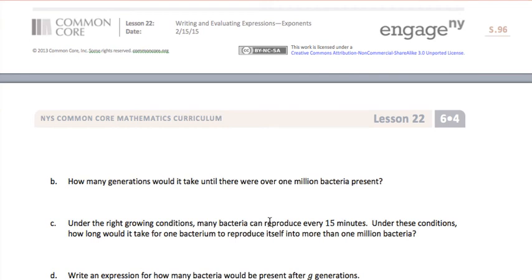How many generations would it take until there were over 1 million bacteria present? Well, we would need to continue, but we would find 20 generations, 2 to the 20th power, will equal 1,048,576.